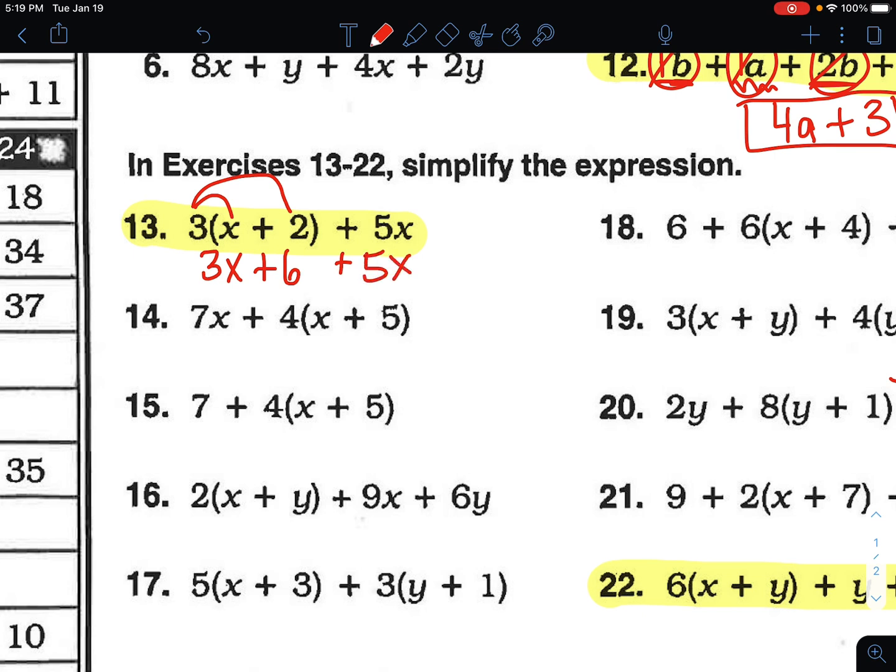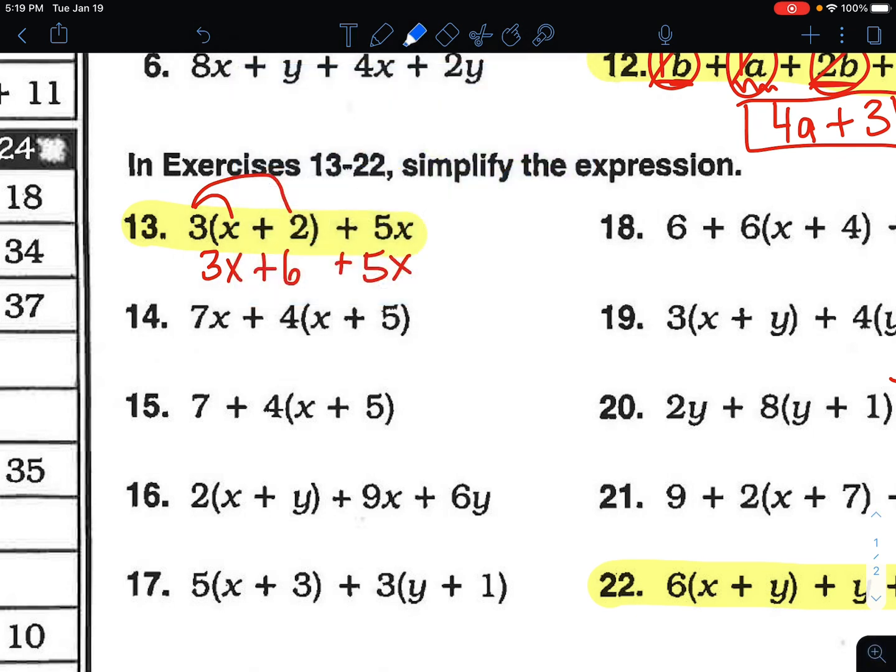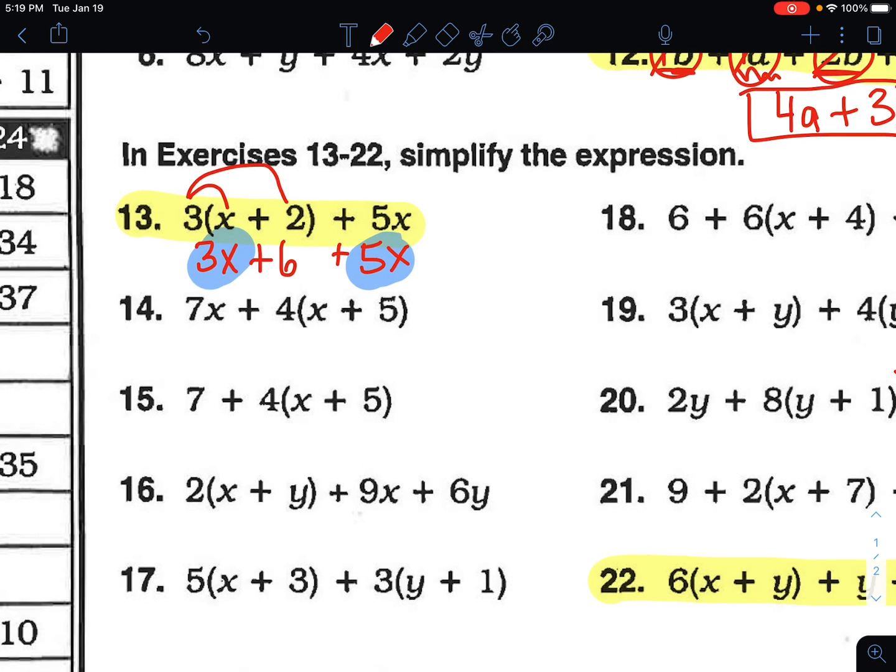All right, so let's take a look at what we have. We have 3x, and we also have 3x and 5x. And then we have that 6, which is a constant. It's by itself. So 3x plus 5x is 8x. And then we're done with both of those. 6, well, that's just by itself. So it's 8x plus 6. And that's it. We distribute first, and then we combine the like terms.